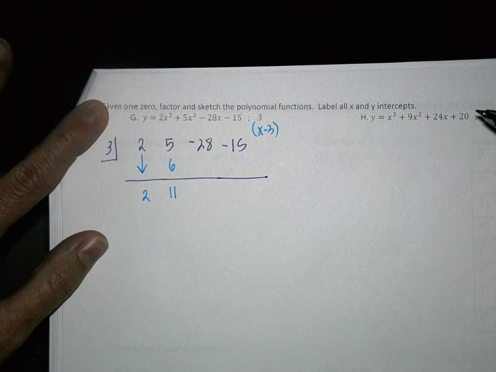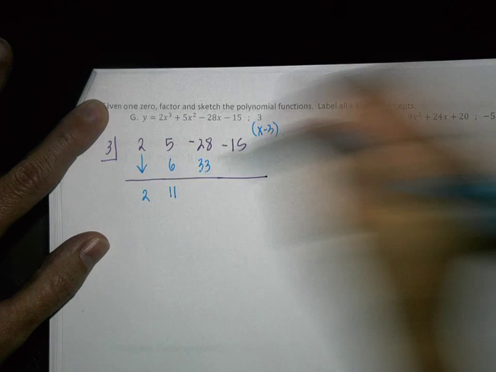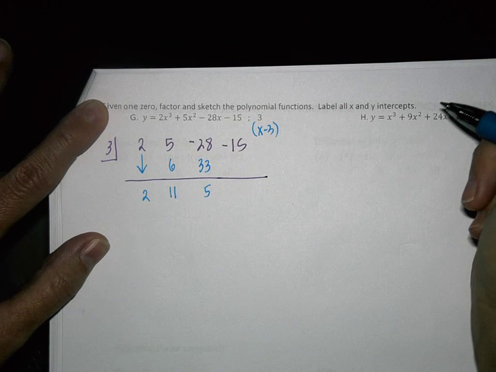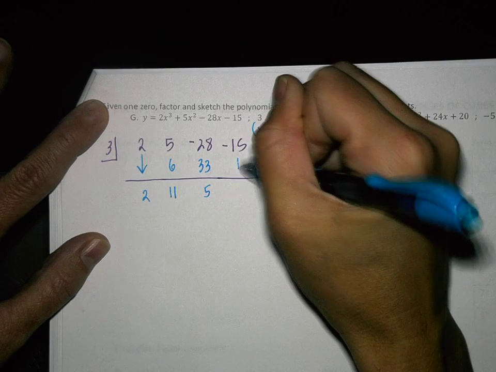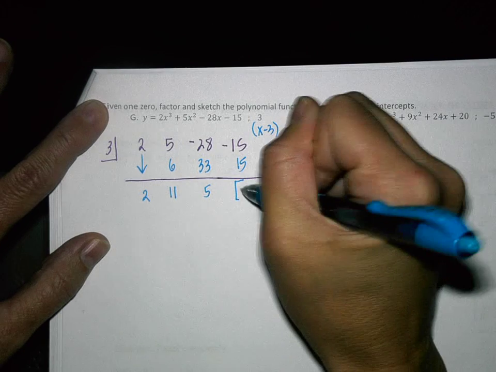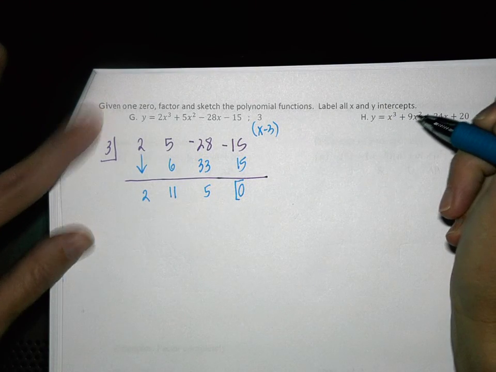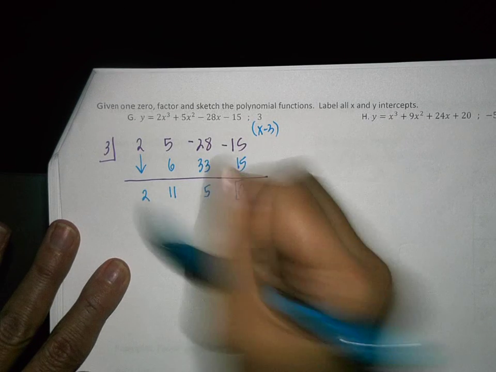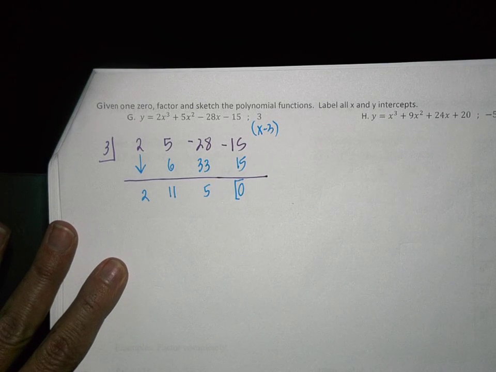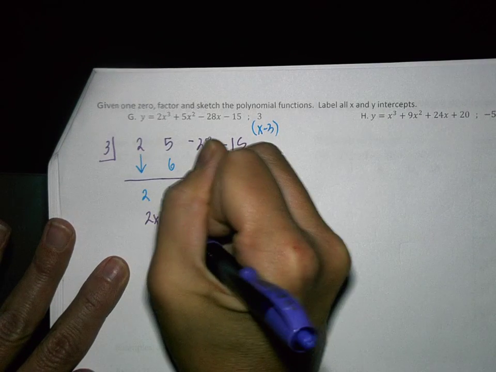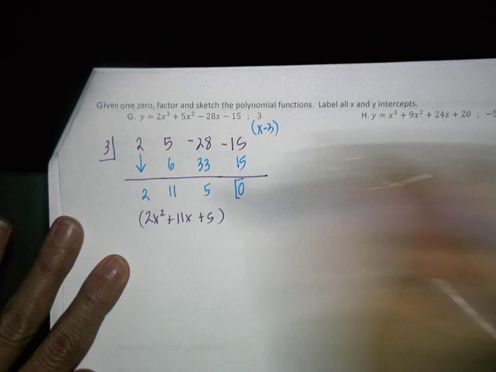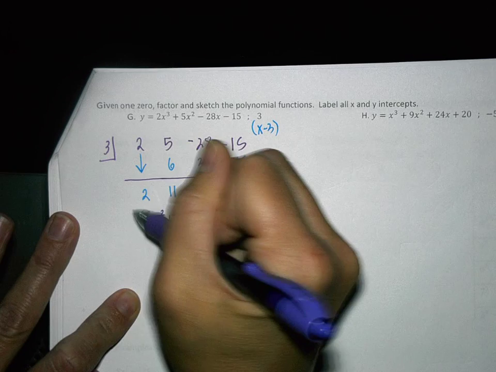11 times 3 is 33. We add down and I get 5. 5 times 3 is 15. We add down and we get 0. Okay? So that means that this, how do I write that answer? Okay? And if we're writing this all out, there is an x minus 3 there in front.